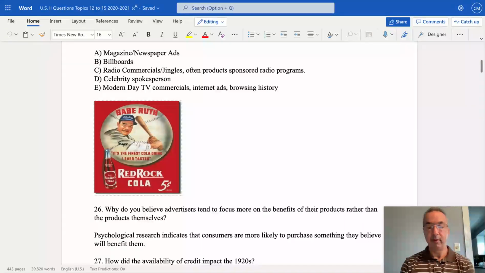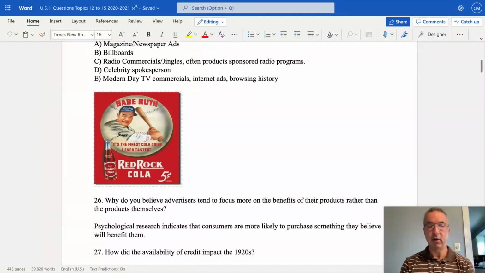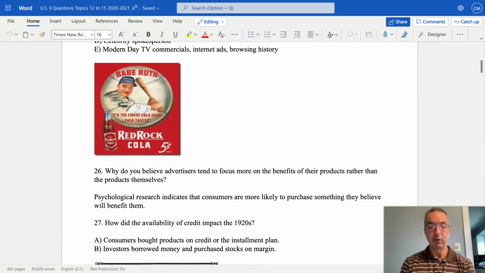27, how did the availability of credit impact the 1920s? So credit, obviously credit card is most common. Consumers were buying products on credit or the installment plan. An installment plan is where you, let's say, put down a down payment for, let's say, a $100 item, let's say $10, and then you pay $10 a month over the course of the next 12 months to kind of pay that item down. And of course, you're paying $10 a month times 12 months. It's $120 plus a $10 deposit.